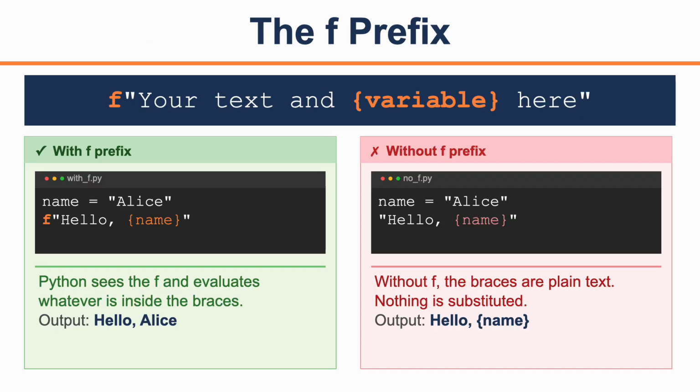Writing an f-string starts with the letter F placed directly before the opening quote. That prefix tells Python this string contains expressions to evaluate. Without the F prefix, curly braces are treated as plain text and nothing is substituted.